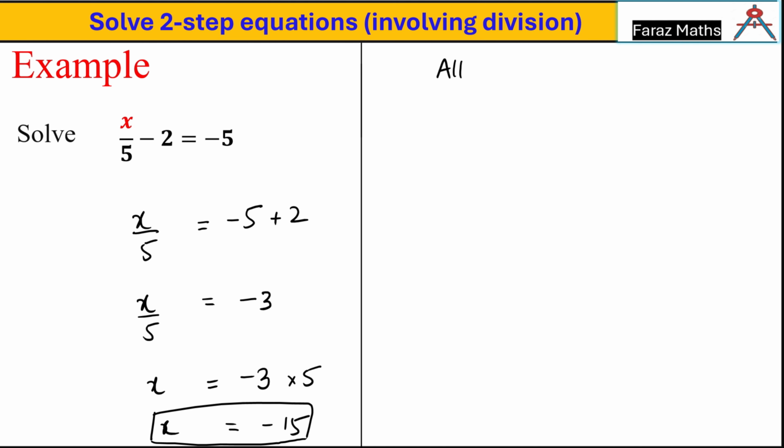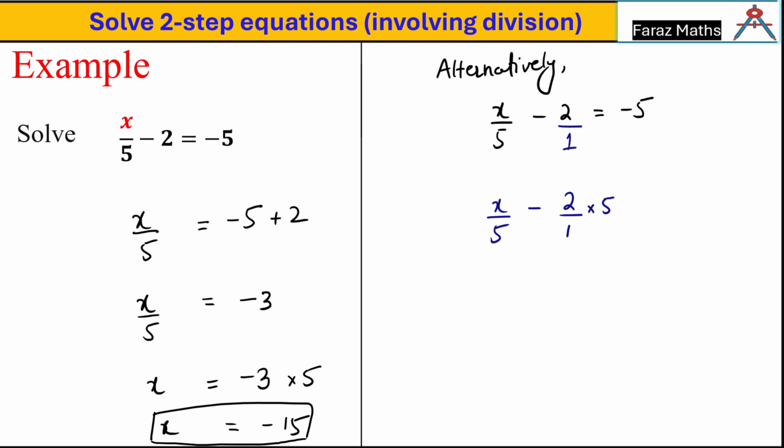Okay, alternatively, we can do this question in this way. x over 5 minus 2 is equal to negative 5. What you have to do here is make the denominators the same. We know that below 2 we have 1, in the denominator of 2 we have 1. And the LCM of 5 and 1 is 5. Or you can multiply the second fraction by 5 over 5 to make the denominator the same. So x over 5 minus 10 over 5 equals negative 5.